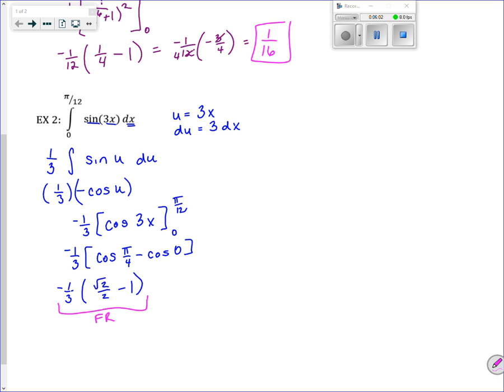They could get a common denominator. So if they get a common denominator, that would be square root of 2 minus 2 over 2, and then times the negative 1/3. So I would have 2 minus square root of 2 over 6.